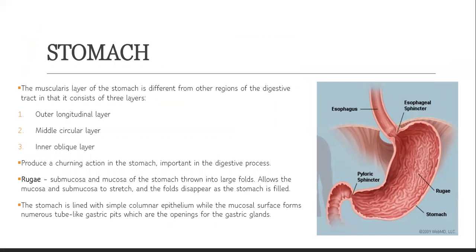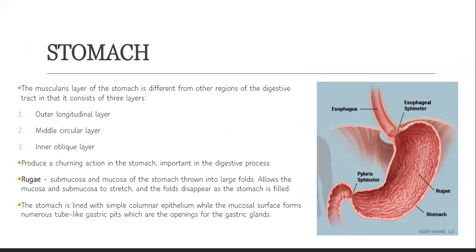So the stomach has three muscular layers: the outer longitudinal layer, the middle circular layer, and our inner oblique layer. In our stomach, it produces a churning action that is very important in the digestive process. Then we have the rugae. The rugae are the mucosa and submucosa of the stomach that look like large folds. They allow the mucosa to stretch, and the folds disappear as the stomach is filled.